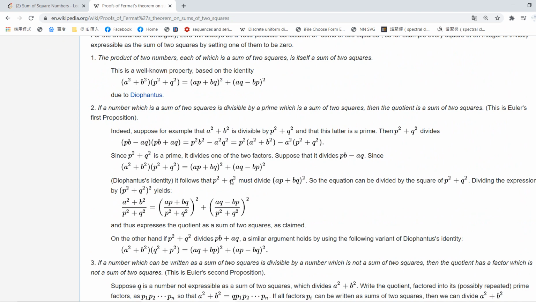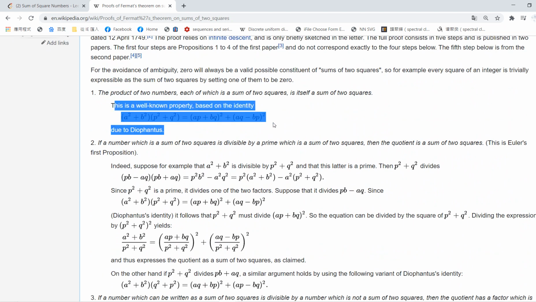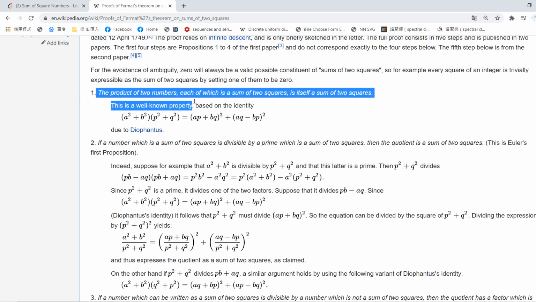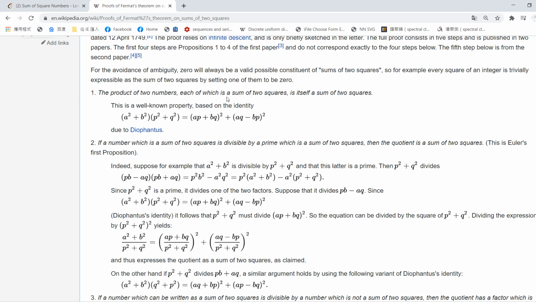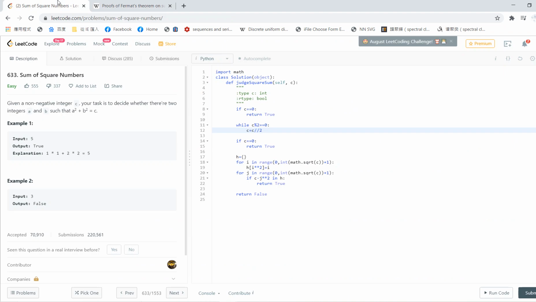So there are many properties, and I think one known property that is very good is that the product of two numbers, each of which is a sum of two squares, is itself a sum of two squares. Okay, so basically we know that 2 is a sum of two squares, so 2 is 1 squared plus 1 squared.